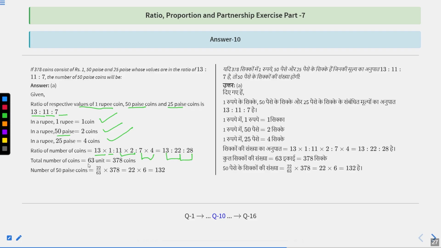So the total number of coins will become 63, which is equal to, given, 378 coins. So when we solve it, we get 378 coins equals 63 units. So the number of 50 paise coins, we know, is 22. So 22 upon 63 multiplied by 378. When we solve it, we get 132 coins. So A is the correct answer.